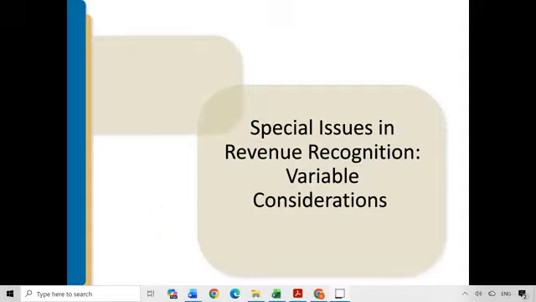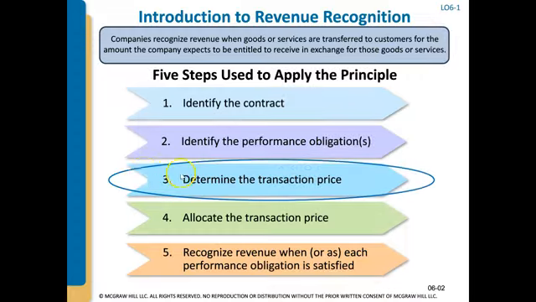Hello. In this video, we'll be going through some special issues in revenue recognition about variable consideration. Companies recognize revenue when the goods or services are transferred to customers, for the amount that the company expects to receive in exchange for those goods and services. And there are 5 steps used to apply that principle.